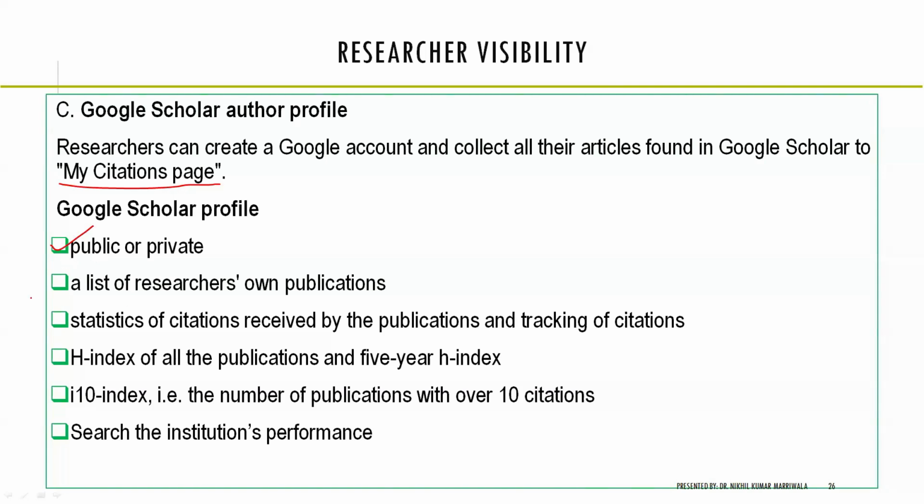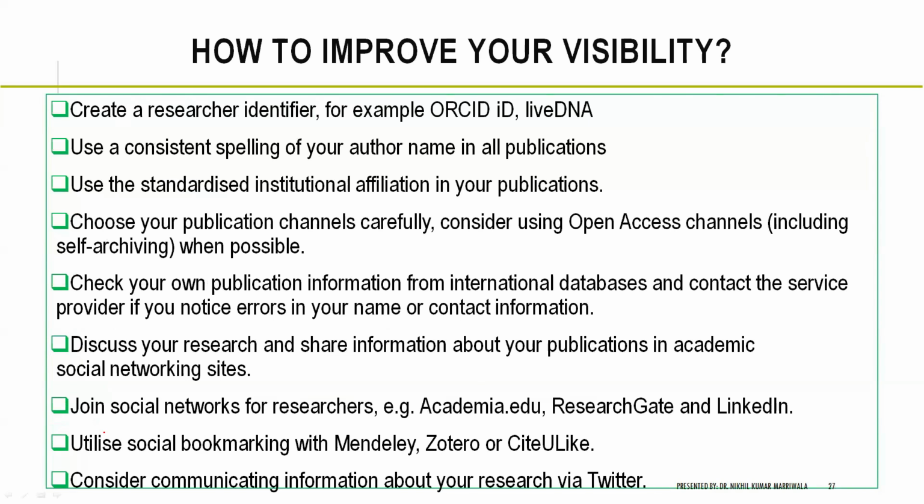A list of researchers' own publications can also be published on different websites, as I told you in the ORCID part, right? Statistics of citations. Very interesting. I'll show you how this is done on Web of Science. Then H index of all publications and 5-year H index, you can publish it on your own. Even websites do it for you. I-10 index, and then the institution's performance can also be measured out of this. So SCI Hub, not SCI Hub, SCI.org is telling you about this, right?